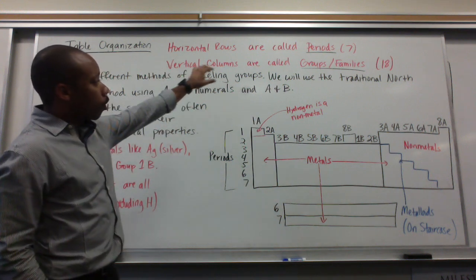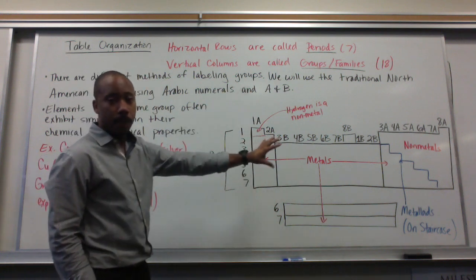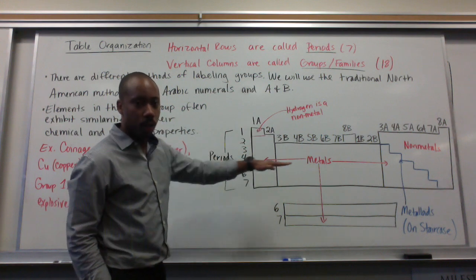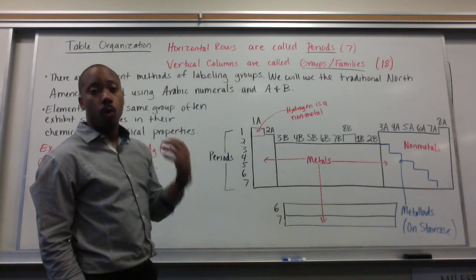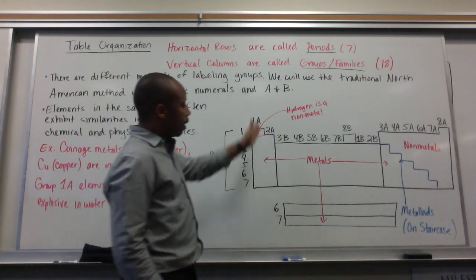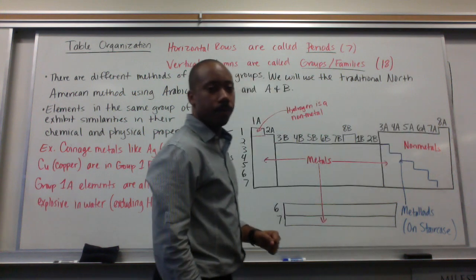The horizontal rows are called periods. We have 7 different periods. So my sample periodic table here, 1, 2, 3, 4, 5, 6, 7. These are my rows going across. My vertical columns are called groups, or sometimes referred to as families. I have 18 of them. So 18 columns across the periodic table.